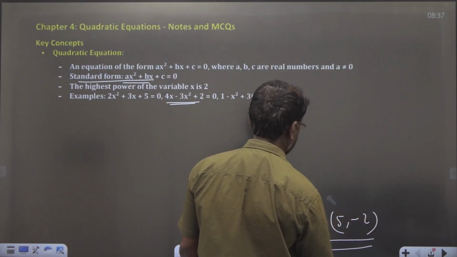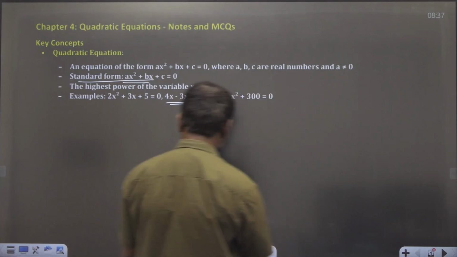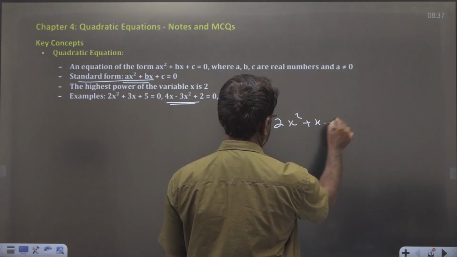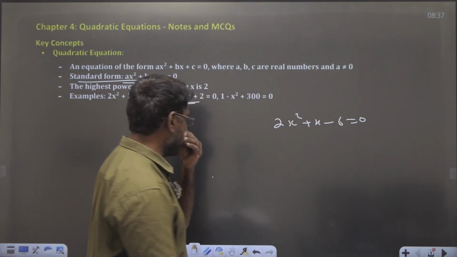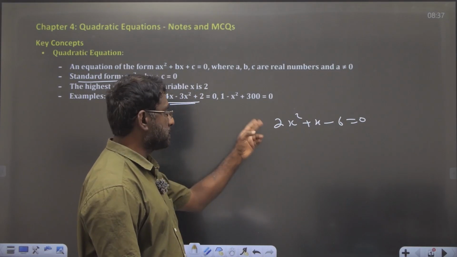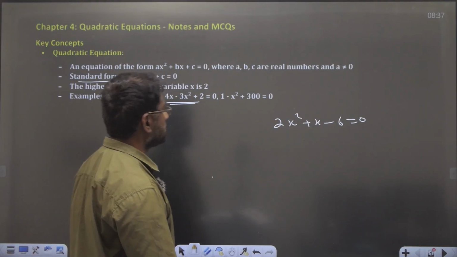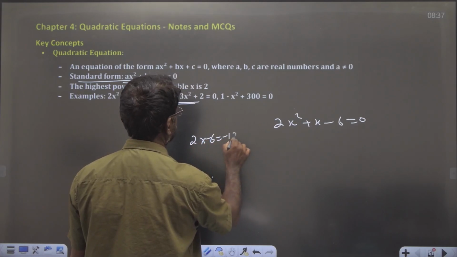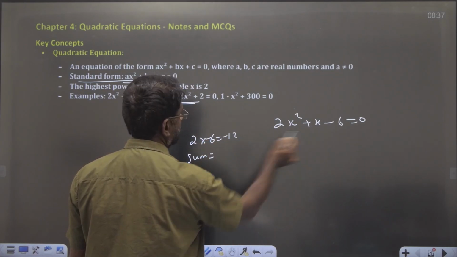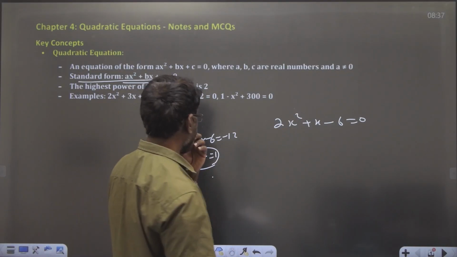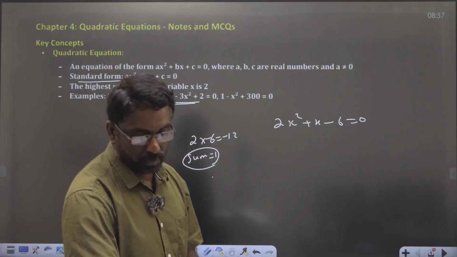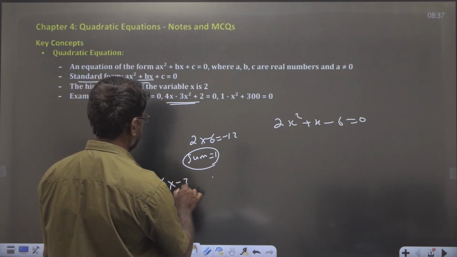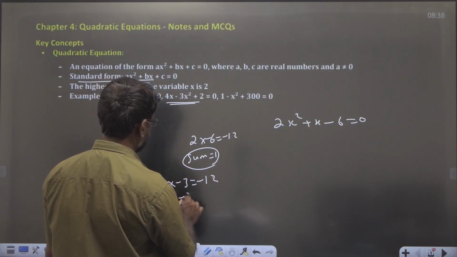Solve using method of factorization: 2x square plus x minus 6 equal to 0. Here, the coefficient of x square is not 1, it is 2. So assume two numbers whose product is 2 into minus 6, that is minus 12, and whose sum is the coefficient of x, that is 1. What are the numbers? 4 and minus 3. 4 into minus 3, minus 12. 4 plus minus 3, that is 1.